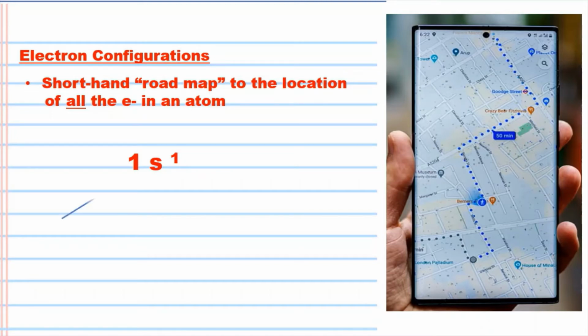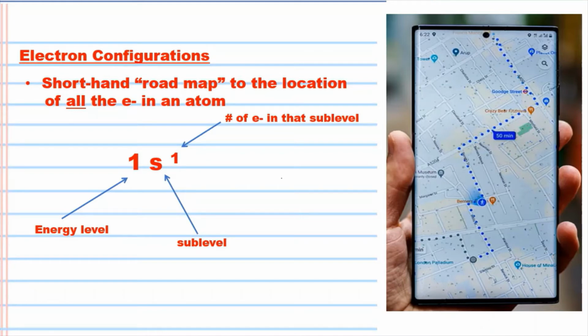So the number in front, the big number, represents the energy level. And in this case, the energy level would be energy level 1. The letter represents the sublevel. Remember, the sublevels are labeled S, P, D, or F. So those are the only letters that we would see in these configurations. And then the exponent is going to represent the number of electrons that are in that orbital in that energy level.